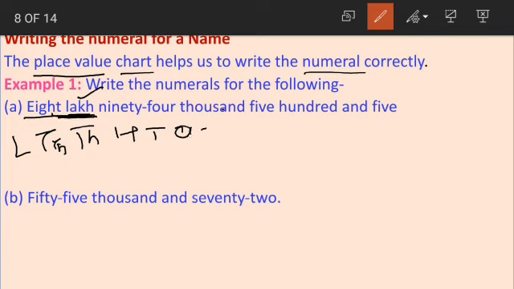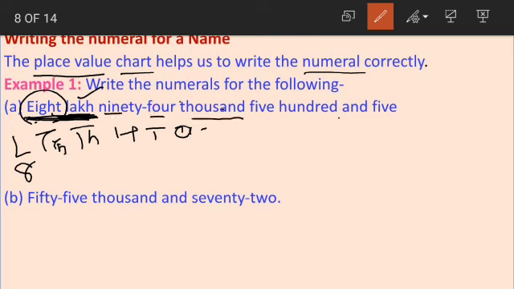Why are we writing lakhs only but not thousands or hundreds? Because here we are starting the number name from lakhs. So lakh is the highest place value for the given number. Right children? The 8 lakhs. What is it saying? 8 lakhs. So 8 comes at lakhs place.